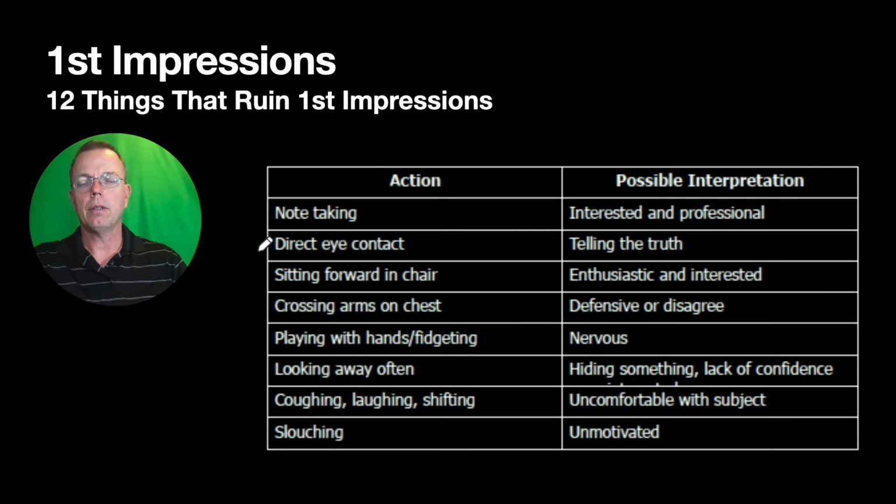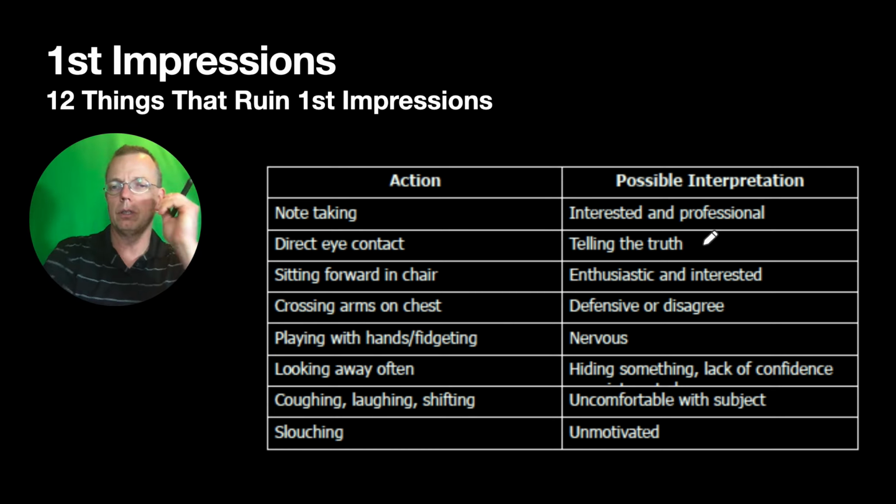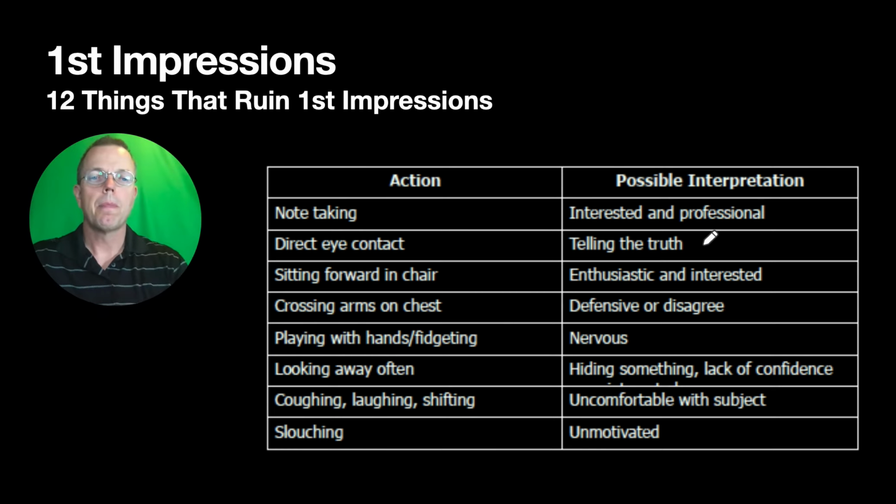Direct eye contact, obviously, like we talked about in the video, is good. It helps in telling the truth and gives the impression that you're listening. Sitting forward in the chair, it looks like you're interested. Not slacking, not leaning back, not hunched over. We're enthusiastic, we're interested, we're sitting up straight. Proper posture, just like you would at a dinner table.